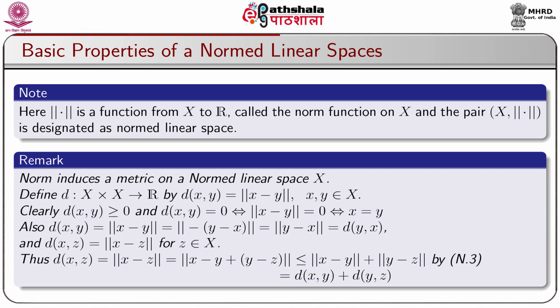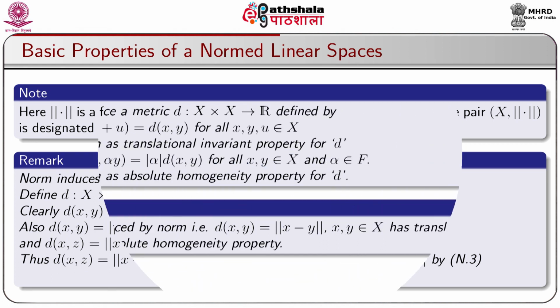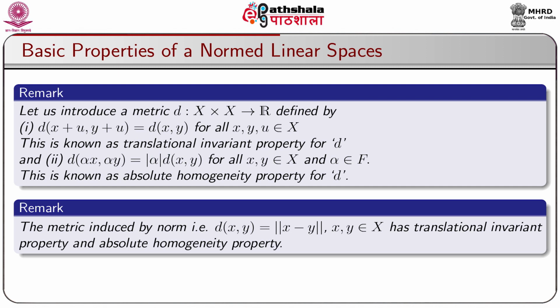Thus, d(x,z) is equal to the norm of x minus z, which is equal to the norm of x minus y plus y minus z, which is less than or equal to the norm of x minus y plus the norm of y minus z by N3. The N3 axiom is known as the triangle inequality, which gives d(x,y) plus d(y,z). Thus, all the metric axioms are satisfied.